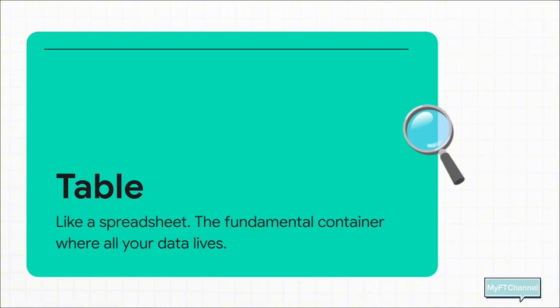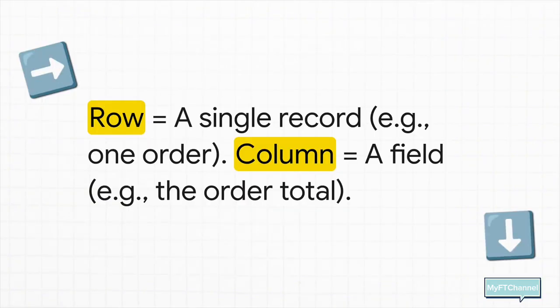See? Simple. And sticking with that spreadsheet analogy, a row is just a single record. So think of it as one customer or one specific order. And a column? That's a field. It's just a specific piece of information for that record, like the customer's first name or the order total. Rows go across, columns go up and down, just like a spreadsheet.